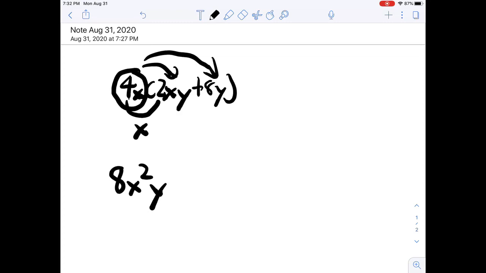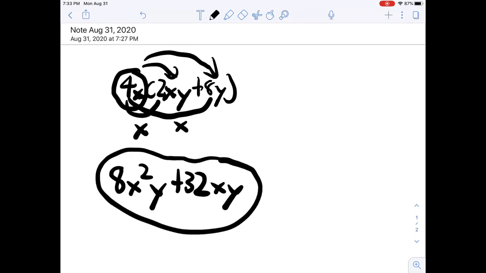And I'll move on to 4x times 8y. We multiply their coefficients, and we get positive 32. And then we just place the x and y beside each other. 8x squared y plus 32xy as the final answer.